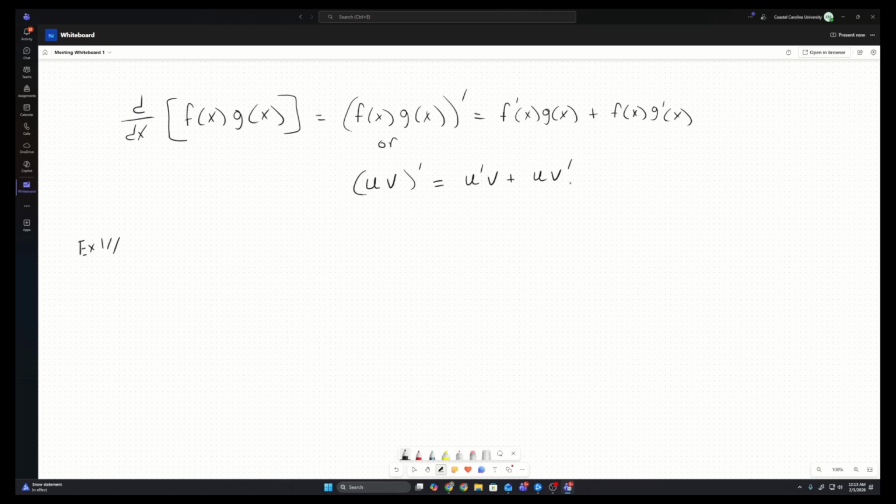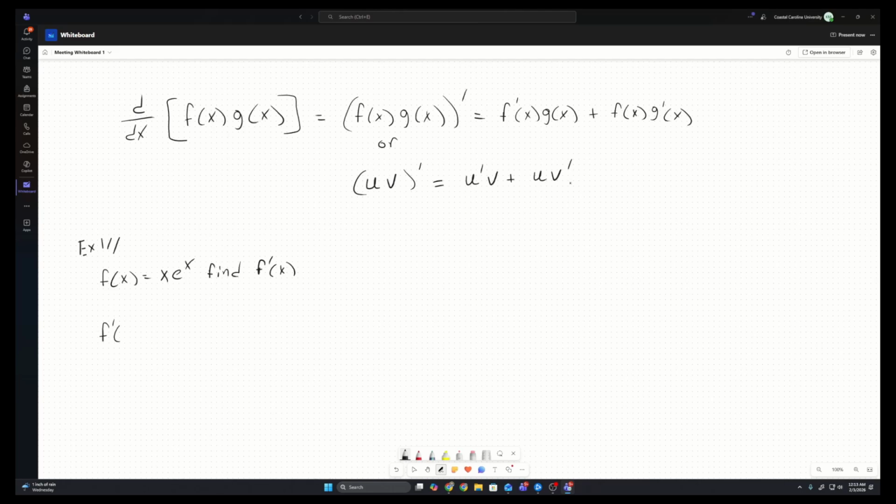so for example 1, we have f of x equals x times e to the x, and we're asked to find f prime. So we're just asked to pretty much find the derivative. Now, as we see, we have x and e to the x. These are two different functions multiplied together. So this is a product rule.